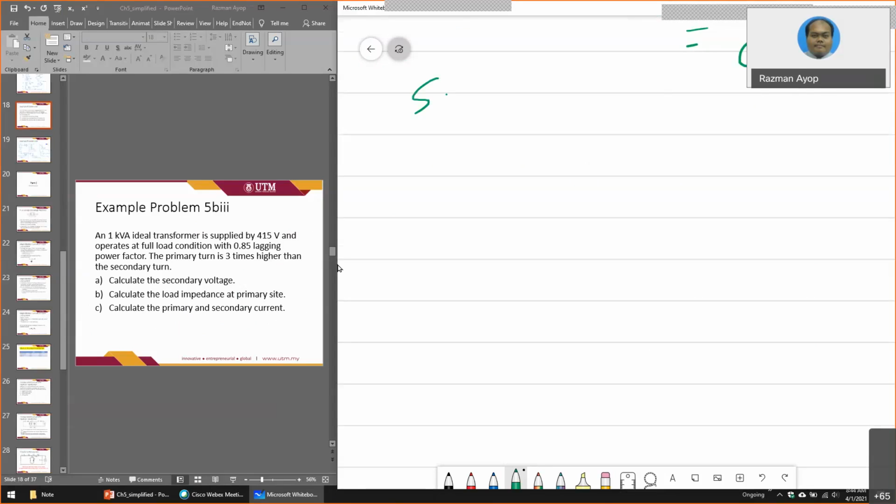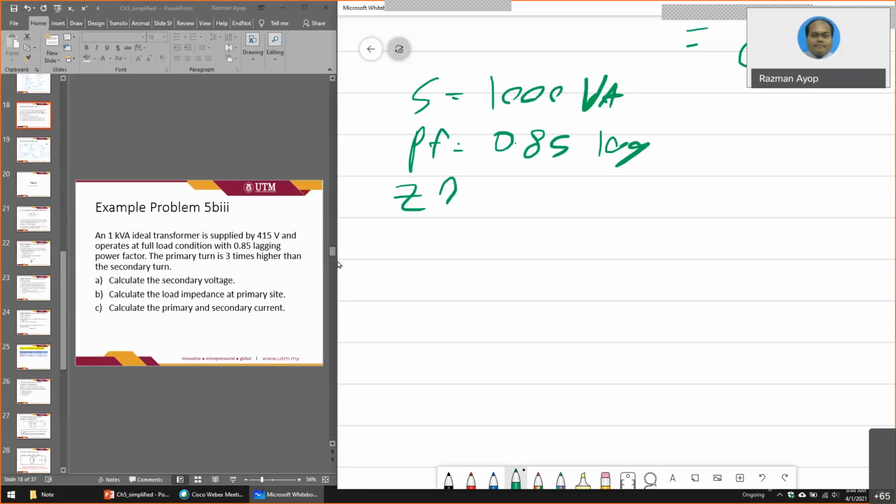Okay, you know that S equals 100 VA, and then you have PF equals 0.85 lagging. So you don't know the Z, because in this formula, remember the formula of the transformer, we use Z. So you don't know Z. How to get the impedance Z?